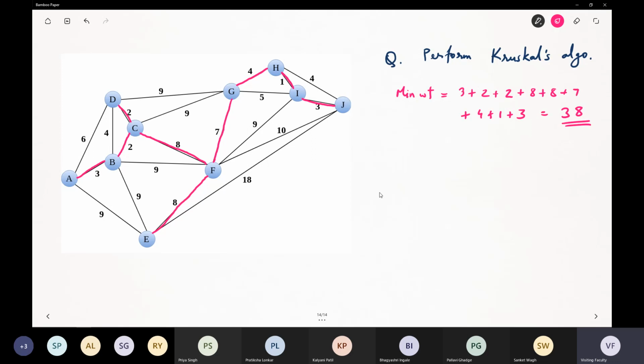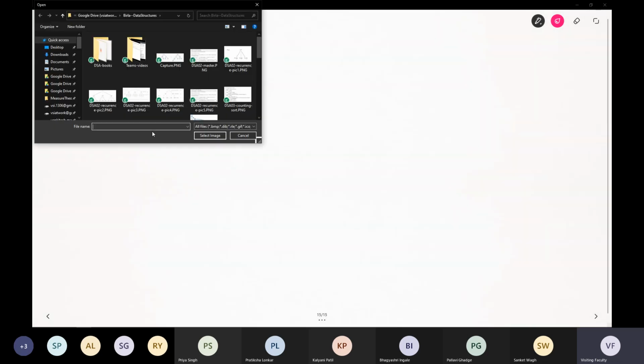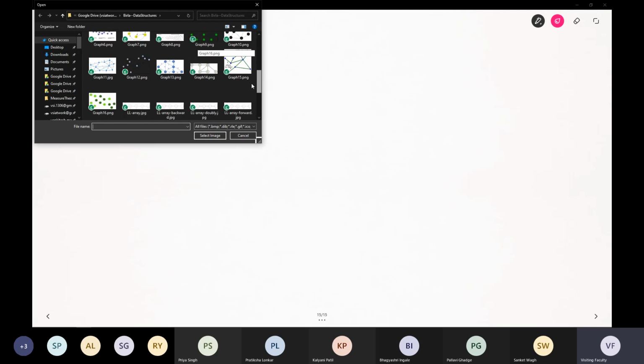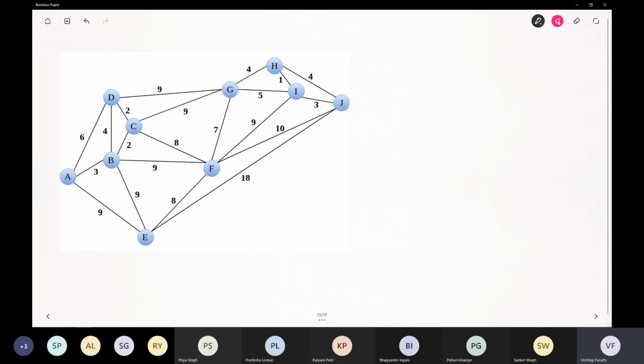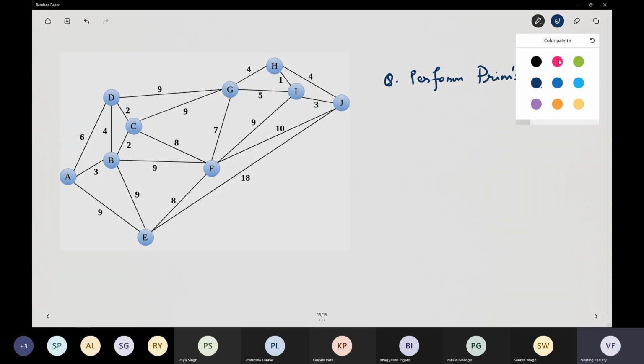All right. Let's do Kruskal. Sorry, we have done Kruskal's algorithm. Let's do Prim's algorithm. Let's do it on the same graph. Okay, from Prim's algorithm. So once again, the first edge you have to pick the minimum weight. There is no change there. So again, edge weight 1.